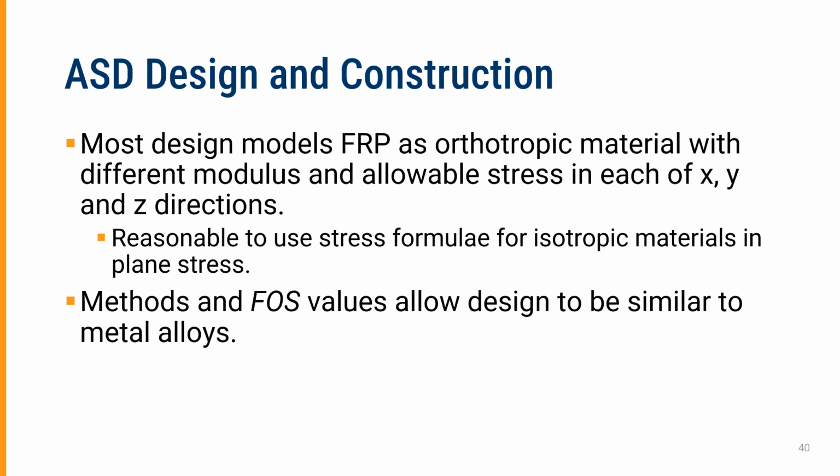For allowable stress design, most design models FRP as an orthotropic material with different modulus and allowable stress in each of X, Y, and Z directions. And in fact, in these cases, it's actually reasonable to use stress formula for isotropic materials in plane stress. Methods and factor of safety values really allow design to be similar to metal alloys in these cases. So once we know what we're dealing with, it's not too hard to move to the next stage of the design.